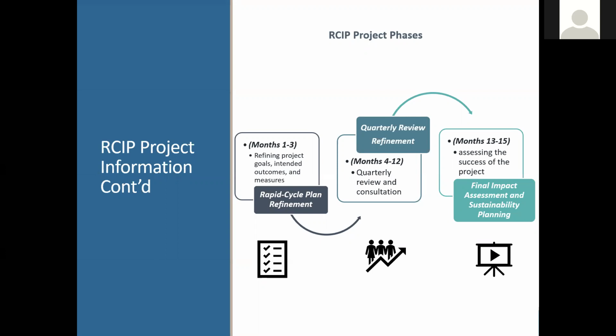The second phase is the quarterly review and refinement phase, which will take place in months 4 to 12 of the project and will include quarterly calls with rapid cycle learning experts that will be identified by OCS. The third and final phase of the RCIP grants is the final impact assessment and sustainability planning phase. These will take place during the 13 to 15 months of the project and will evaluate the overall success of the community project and its implementation.